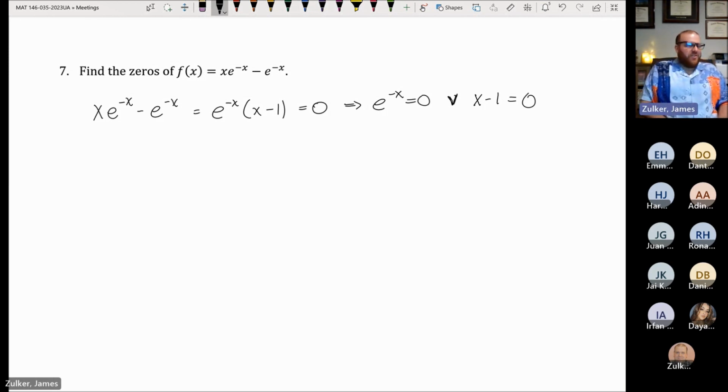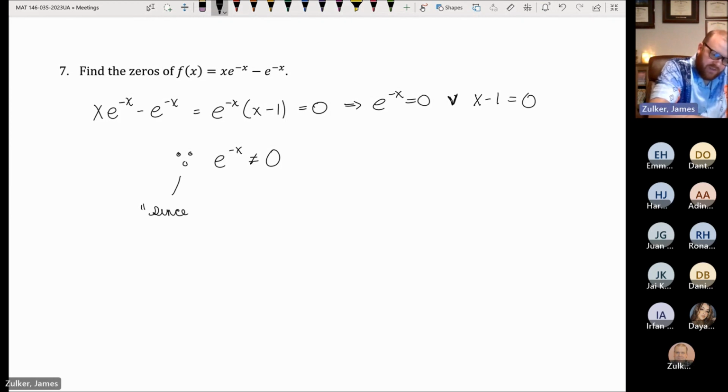Right? E to the negative x can't be 0. Right, so since e to the negative x does not equal 0, we're left with only one option. X minus 1 has to be 0. Which means our solution is x equals 1.